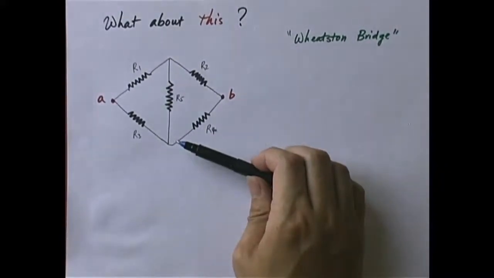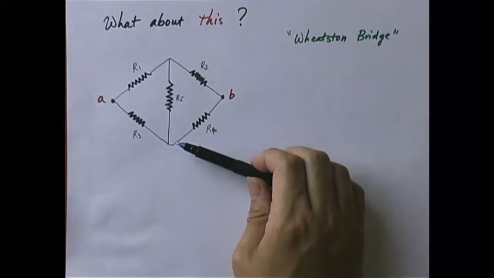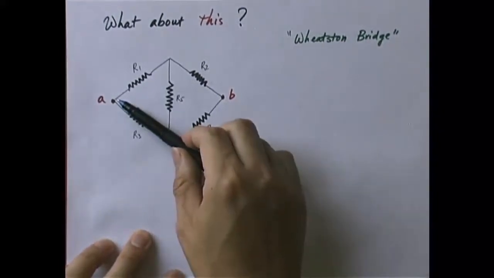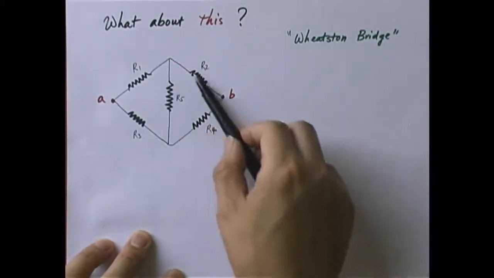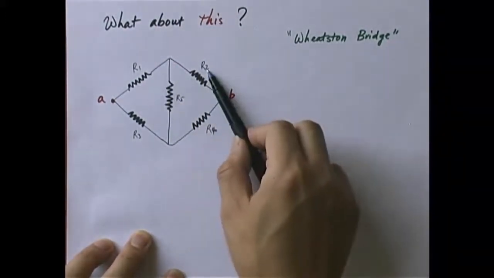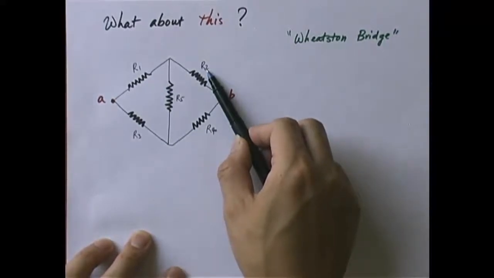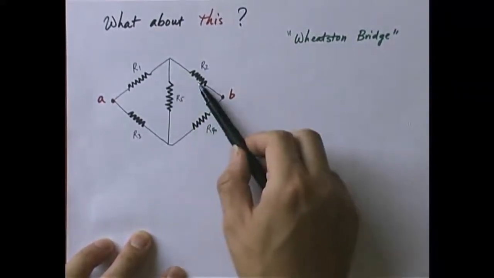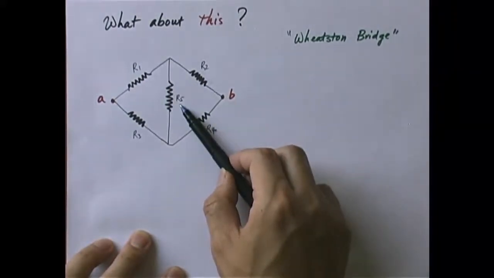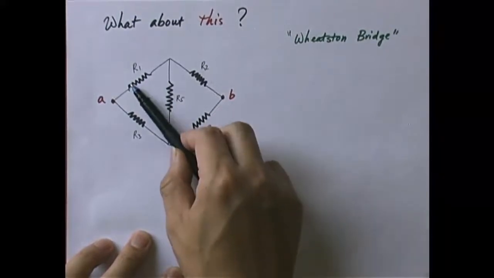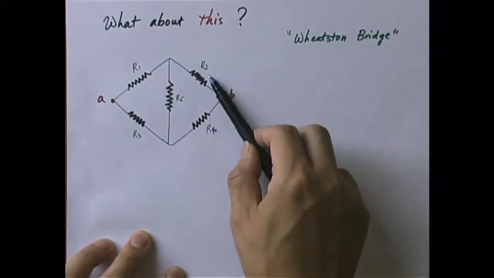What if R5 does exist? Okay, if R5 does exist, then you got a current flowing through R1. It's going to split up between this guy and that guy. So R1 and R2 are no longer in series because it splits up. They don't have the same current anymore. Okay, now R5 is not connected in series with R1, neither is R2.